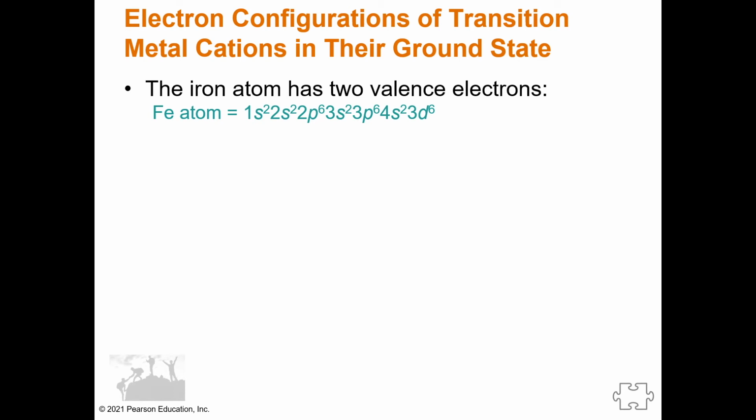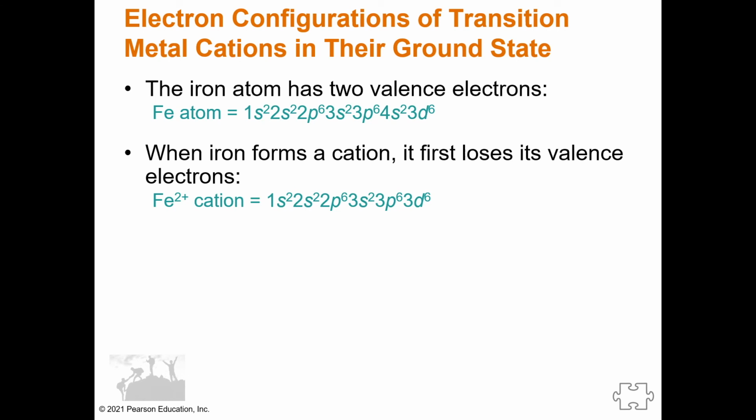If we need to remove 2 electrons so that we can form Fe2+, we have to remove the 4s electrons first. Yes, they're written first, then comes 3d, but 4s is at a higher energy level. It's at a higher principal energy level, because n equals 4. It's higher than n equals 3. So we have to remove those 2 electrons first.